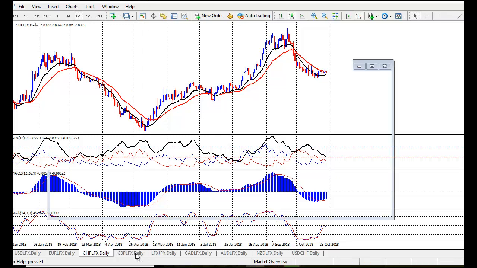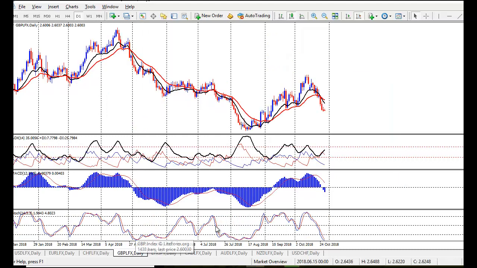Now we'll look at pound. Again, it's a downtrend, right? The price is obviously going down. It's not really a trend, but if I have to look at it overall, then yes, price is heading down.